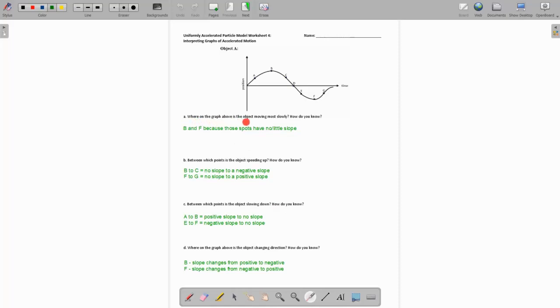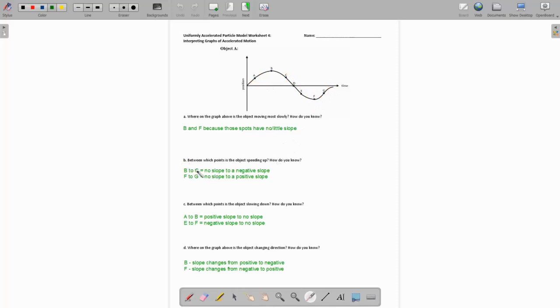Part A says, where on the graph above is the object moving the most slowly, and how do you know? We know that the slope of a position versus time graph tells us the velocity of the object, so we want to look for the spots that have little to no slope. At points B and F, the object has little to no slope, so that shows us that the object is either not moving or moving the slowest, because every other point on this graph has some type of slope.